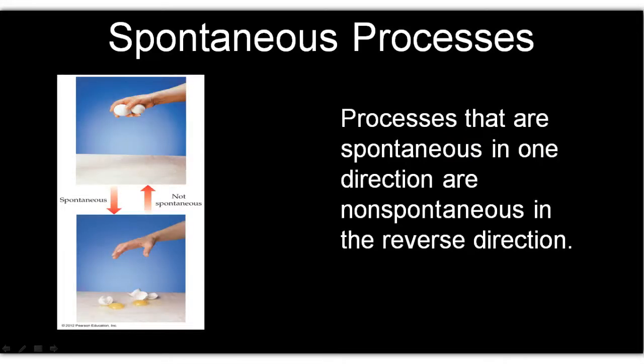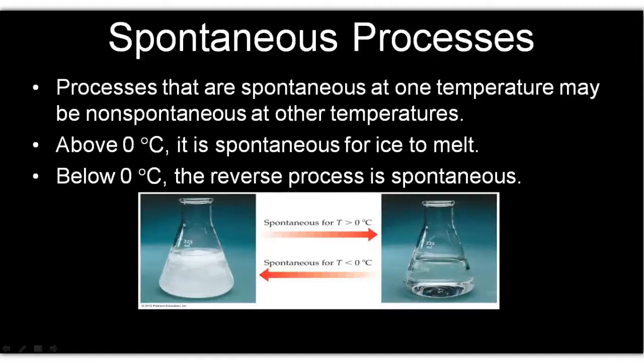Same thing with dropping eggs. They naturally fall down, but they're not going to go back up. So it's spontaneous in one direction, not in the other. Another example you could use is freezing water. Same idea. If we're above freezing, 0 degrees Celsius, we would expect the ice to melt, and just the opposite if you're below freezing.